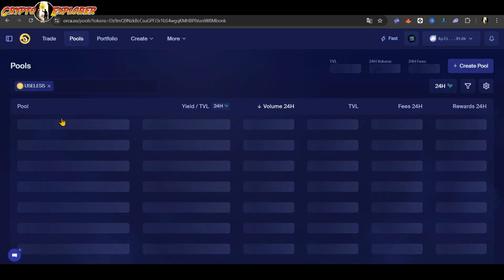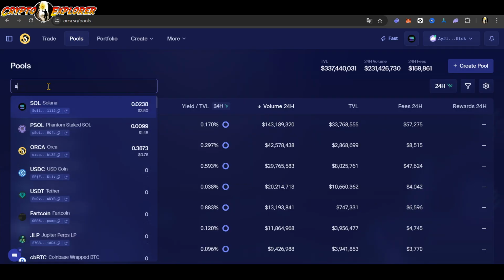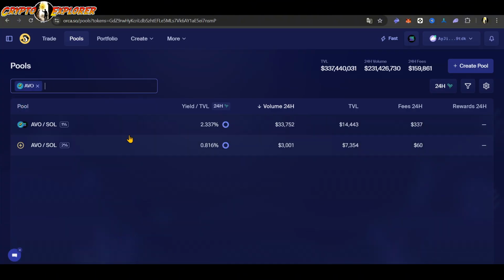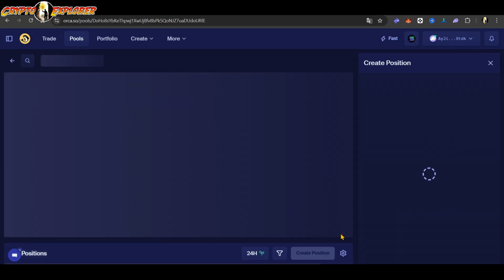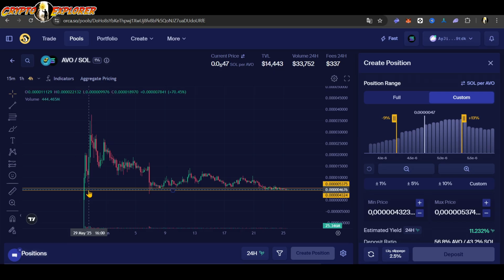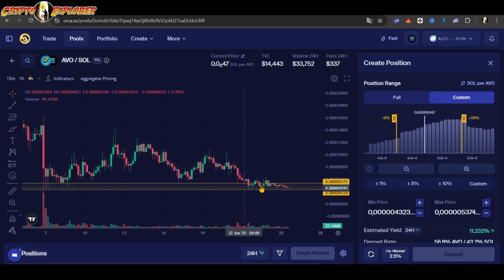Okay, so let me go back here and search once again for Avo, because I think it's at a much better entry point right now. Again, not financial advice, but let's check it out. Let me zoom out here. So yeah, this one has been running for around a month, since the 29th of May, and now it's pretty much at the down low.